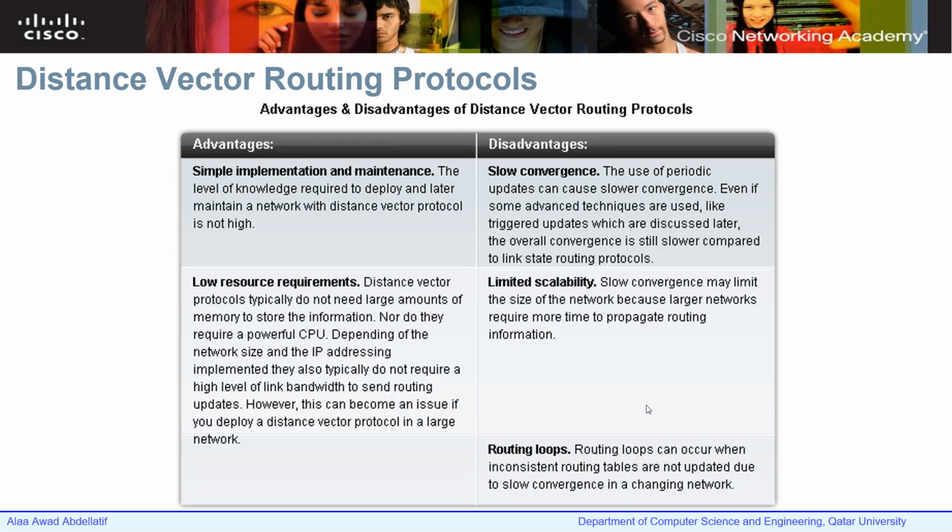Third disadvantage is routing loops. We will define these routing loops later. But routing loops are also due to slow convergence. Routing loops mean that the packet will be exchanged between a group of routers and will not reach the destination.